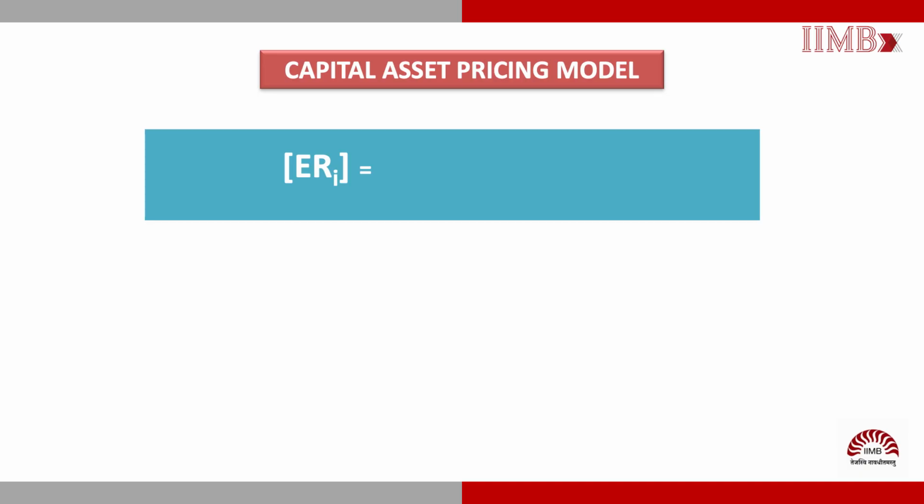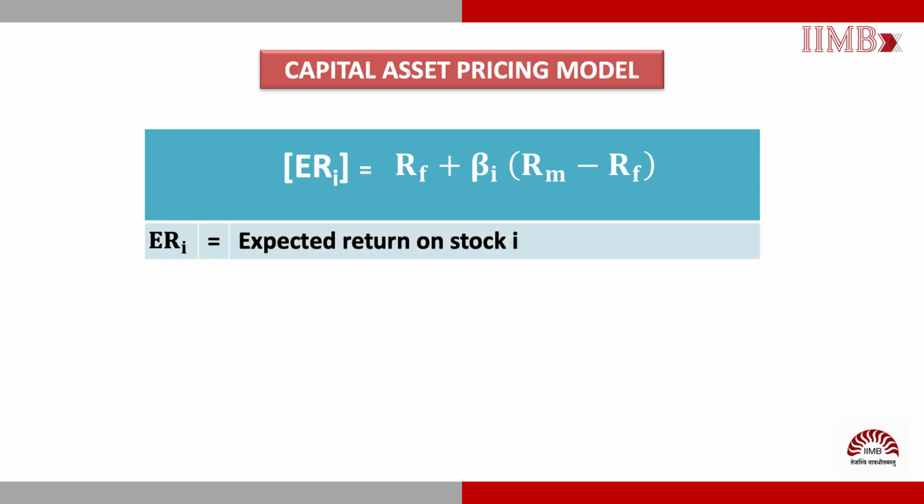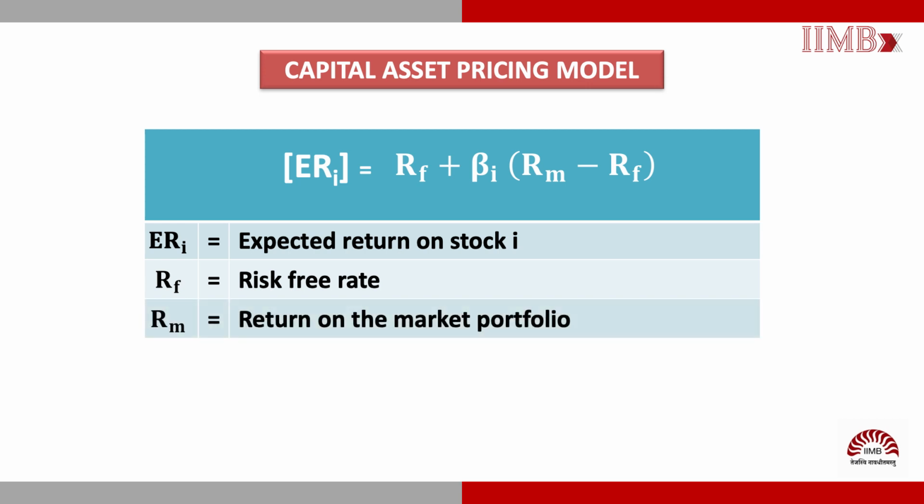You will also recall the capital asset pricing model, where we estimate the expected return on a particular stock using the formula E(Ri) is equal to Rf plus beta i into (Rm minus Rf), where E(Ri) denotes the expected return on that stock, Rf denotes the risk-free rate, Rm denotes the return on the market portfolio where that stock is being traded, and beta i denotes the risk of that particular stock i, computed as we discussed just a little while ago.